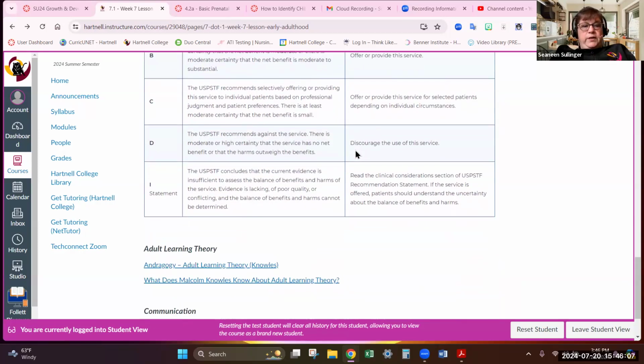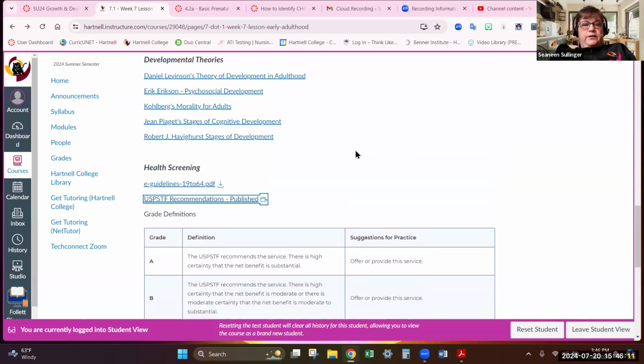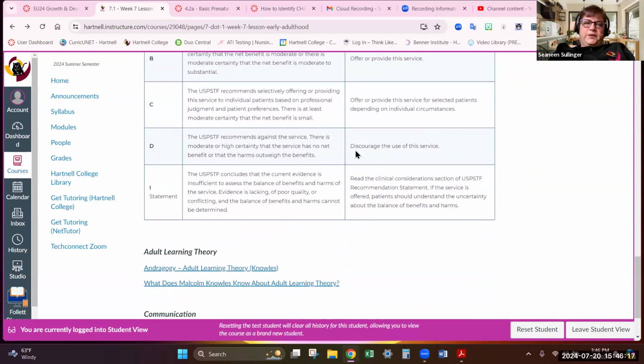Okay, so that gives you the grades. That tells you what to look at. If you want to go look at the site, look up breast cancer screening or mammograms or prostate screening. You have the capability to do that, which is kind of cool, and see what the recommendations are.